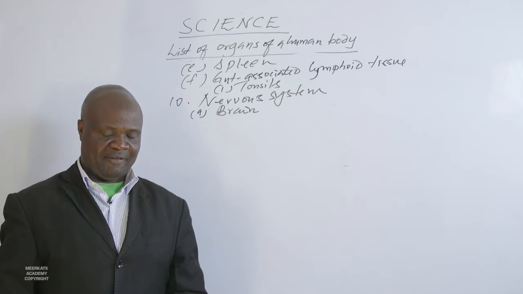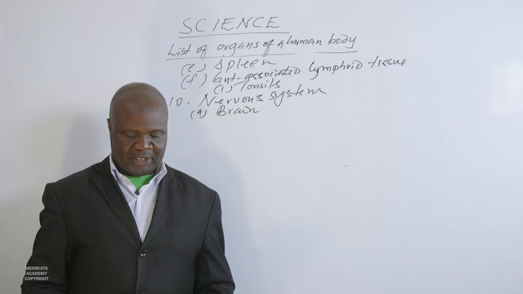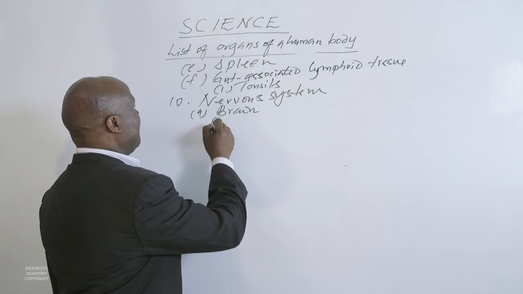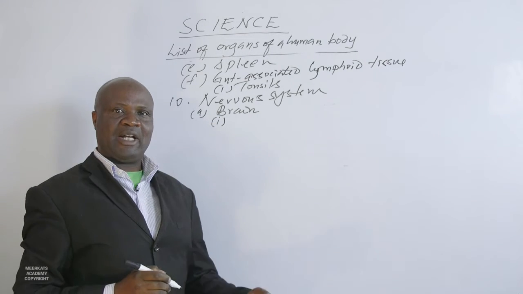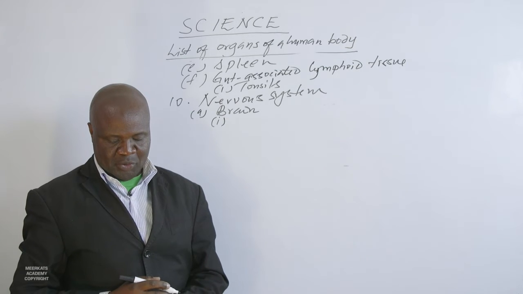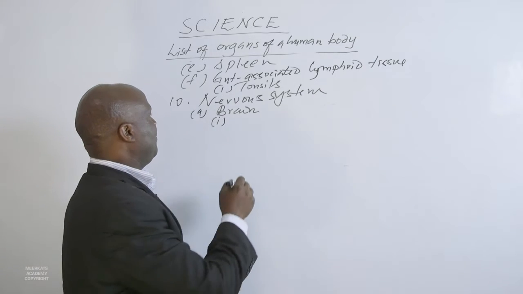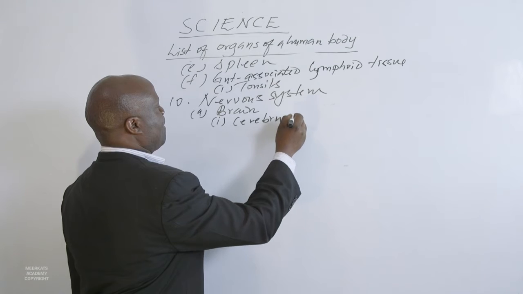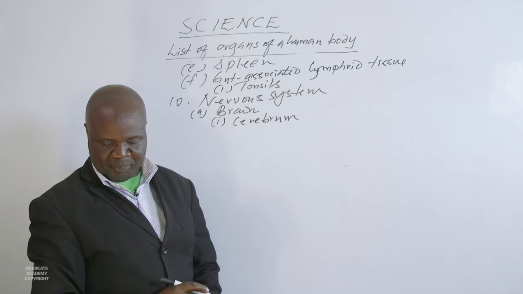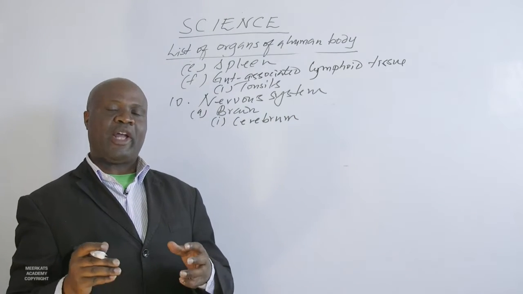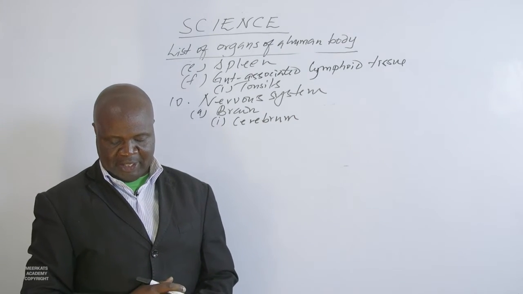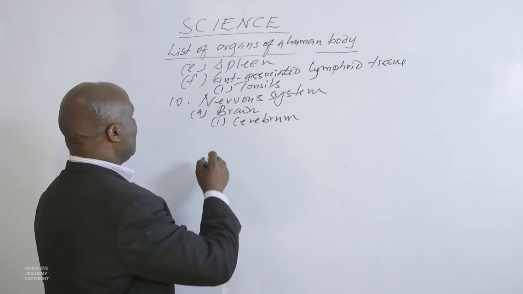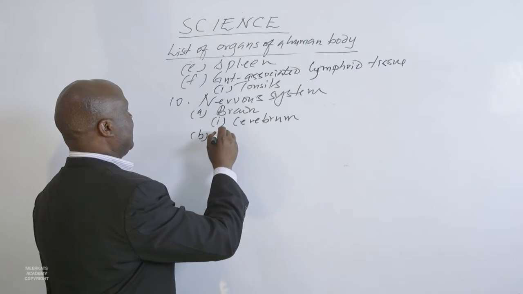But we shall study the nervous system in depth. What is very important within the brain, we have some parts that are important to be mentioned. One of them is the cerebrum. We have the cerebral hemispheres. We shall see the importance. And then also another organ, we have the brainstem.